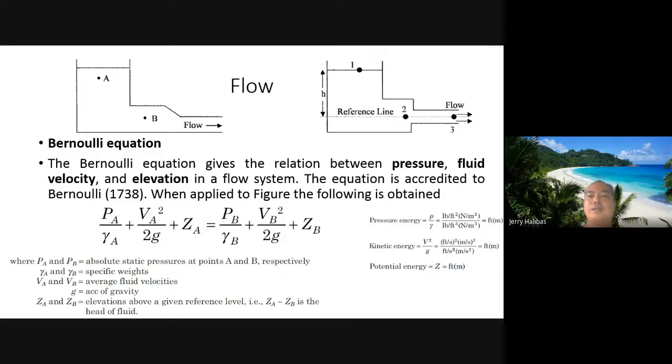So, observe where the pressure is. And by the way, these are all in heads, or in height. Then the kinetic energy is involved with velocity. Then there is the potential energy.